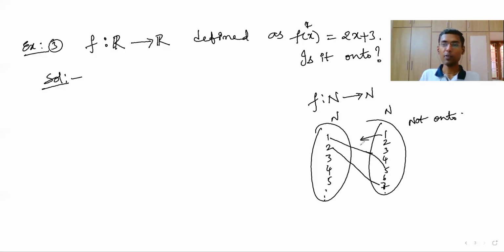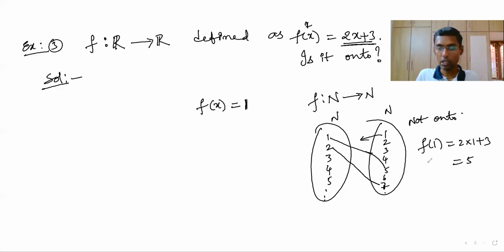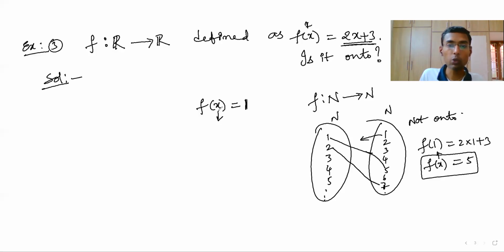Do you know what the pre-image of one is? How do you find the pre-image of one? I should get f of x value equal to 1. So f of 1, what is that? f of 1 is 2 times 1 plus 3, which is 5, right? But f of x should be 1, so what do you have to put as x to get f of x equal to 1?